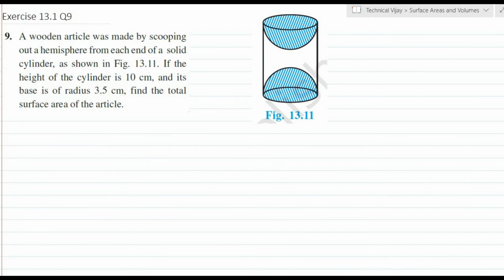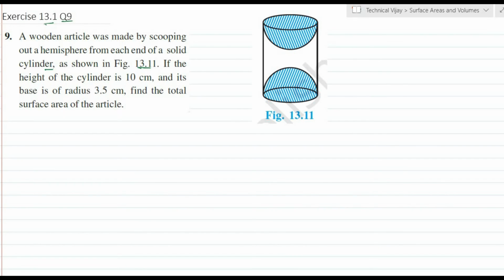Exercise 13.1, question number 9. A wooden article was made by scooping out a hemisphere from each end of a solid cylinder. See here, this is a cylinder. From both the ends, a hemispherical portion has been carved out, that is removed from the bottom and the top, as shown in this figure.